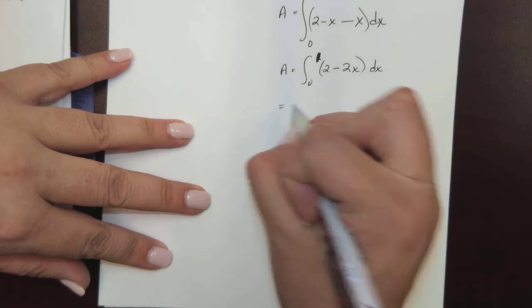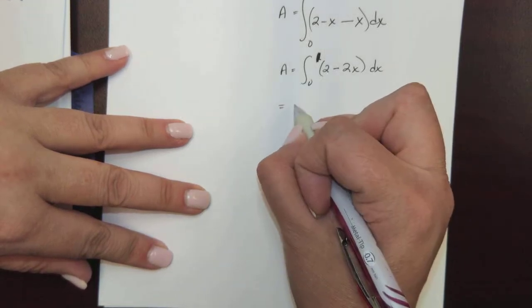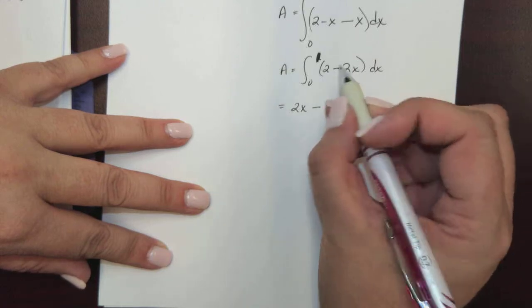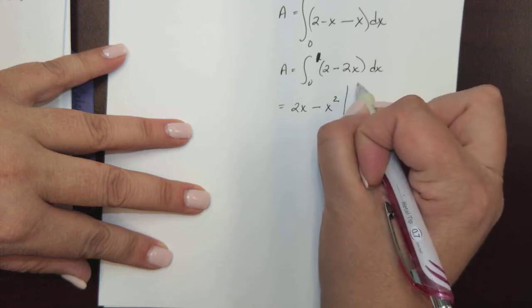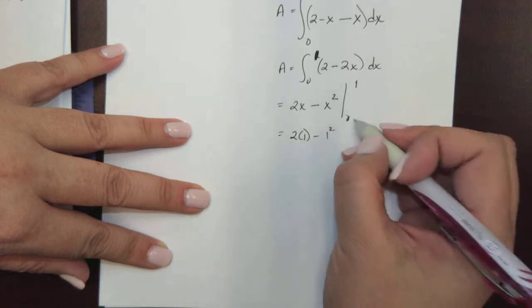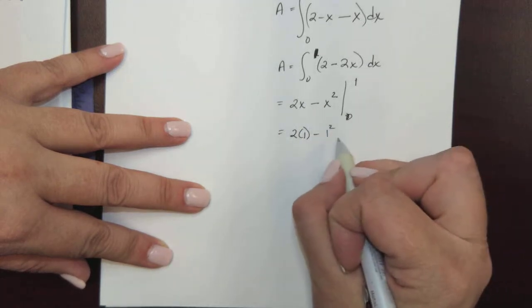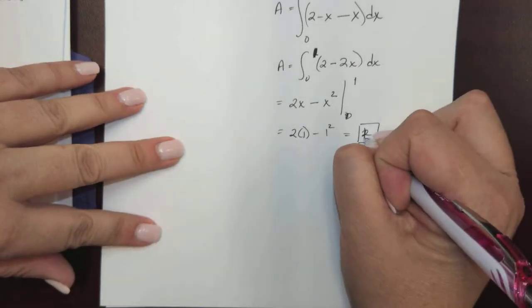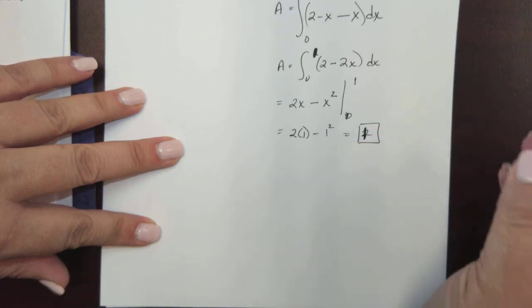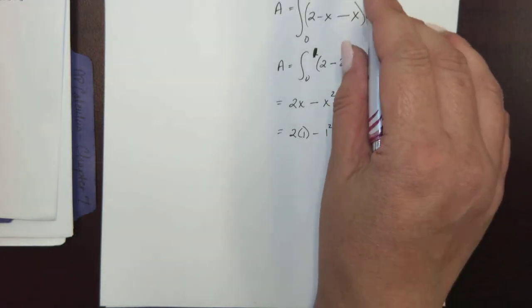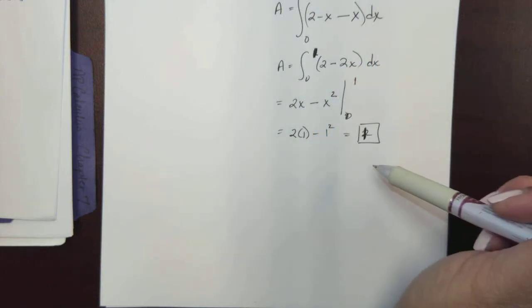Okay, so let's integrate. The integral of 2x minus x squared, evaluated from 0 to 1. So that's 2 times 1 minus 1 squared, minus 0, because those terms would both cancel. So I have an area of 1. And if I wanted to find the area of that triangle, I could do that, and it should be 1. It had better be.